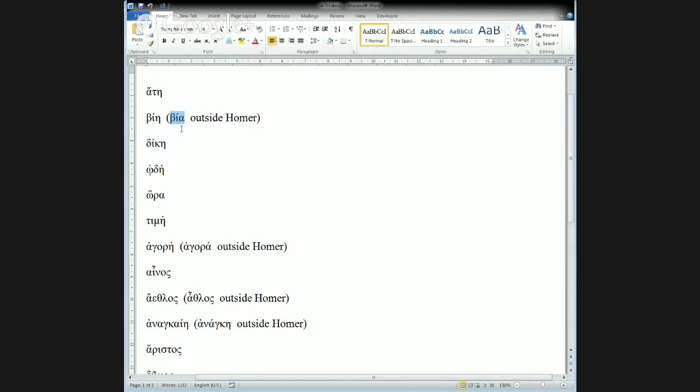So this is just a little reminder, if you wanted to be reminded, that there's multiple dialects of Greek, and Homeric Greek is a different dialect than Athenian Greek. And it doesn't show up lots and lots of the time, but it does show up in some of the vocabulary.